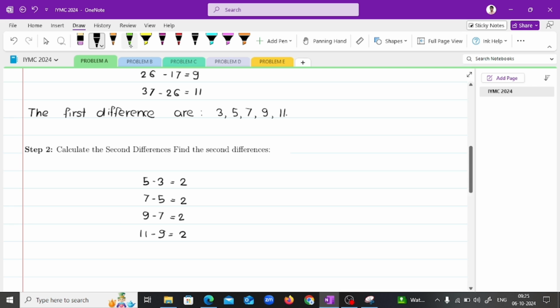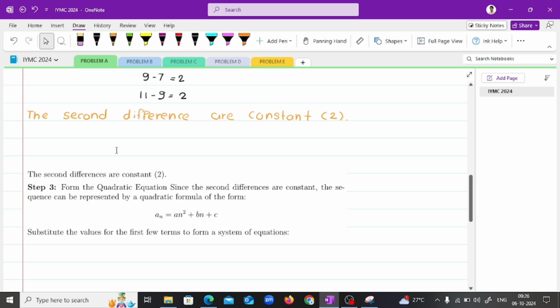So I will write this down in a different color. Okay, so I will use this pen. The second differences are constant, which is nothing but 2, right?